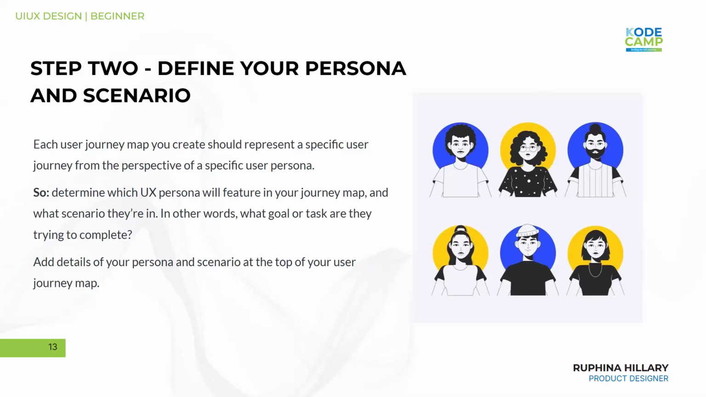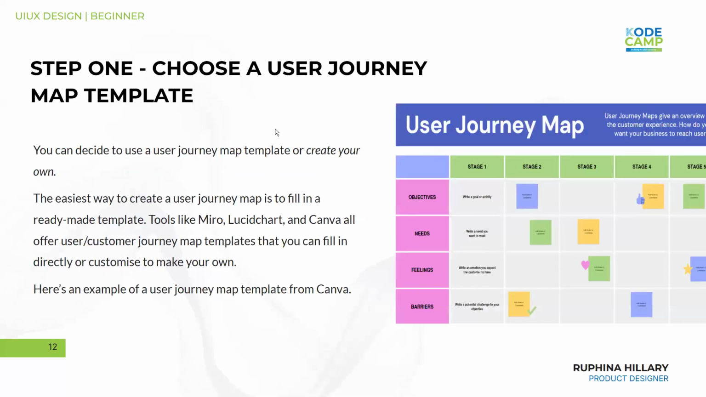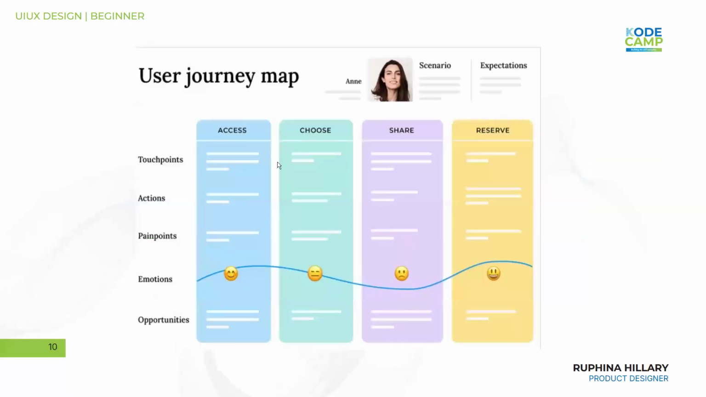Please, can I talk about step one again? Okay. I said step one is to first of all find a template, get a template. You can either create the template yourself, like I showed you in the list. It's as simple as columns and rows.